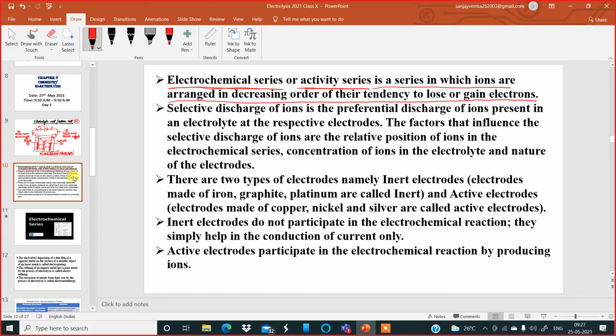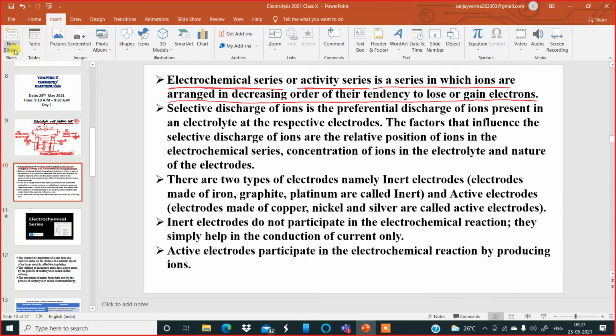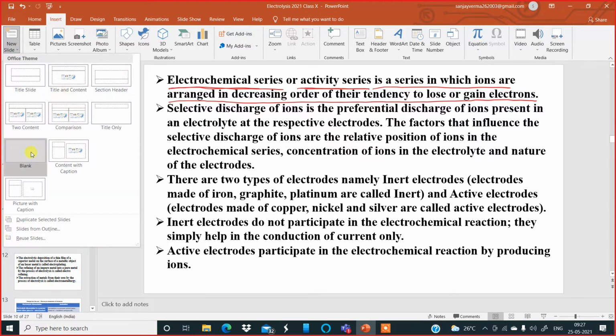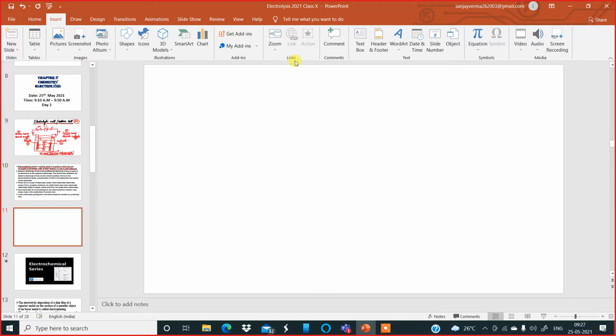Now let me explain this in much detail. Have a look very carefully. The electrochemical series contains ions. These are the ions.